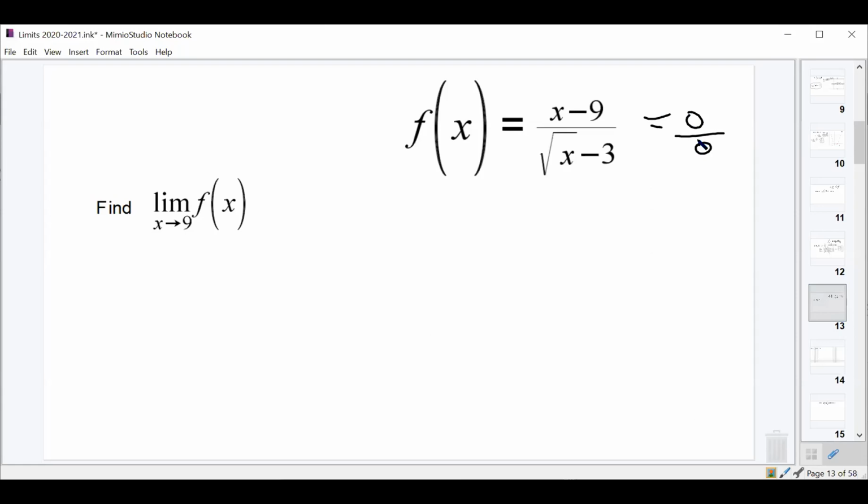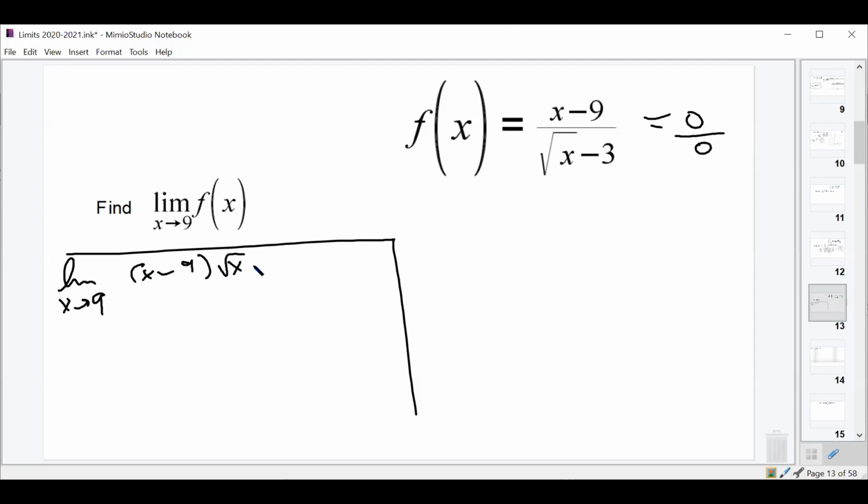You could rationalize the denominator. All right, one option, rationalizing the denominator. That's what we're going to do first. We're going to do this two different ways. One option is rationalizing that denominator, which means what do we need to multiply the top and the bottom by? Root x plus 3. Yeah, so that's the conjugate of the denominator. So we get x minus 9 times square root x plus 3 in the numerator, and in the denominator we get square root x minus 3 times square root x plus 3.